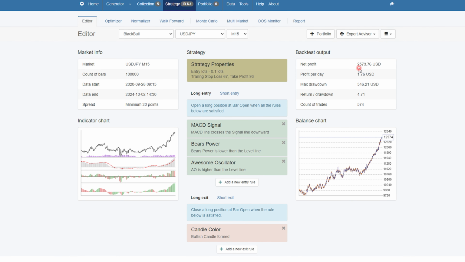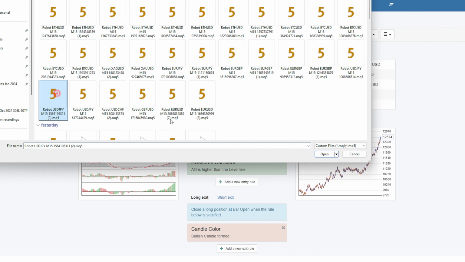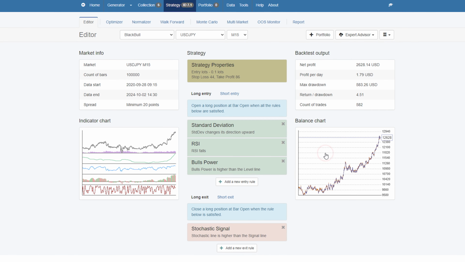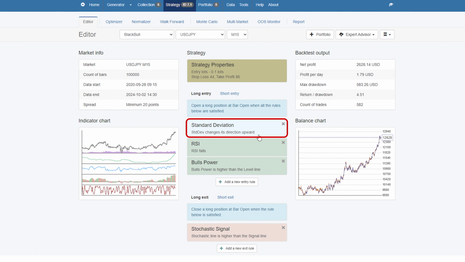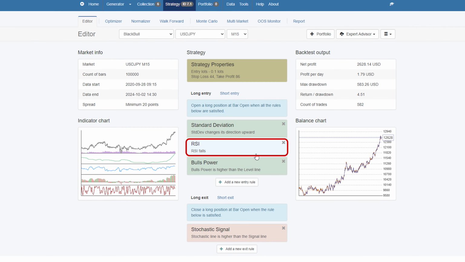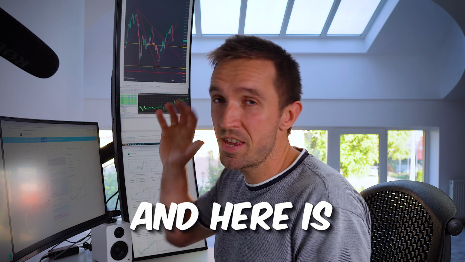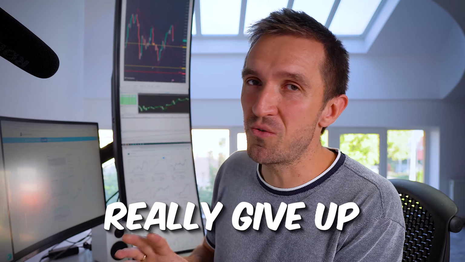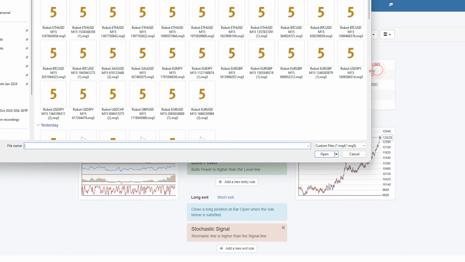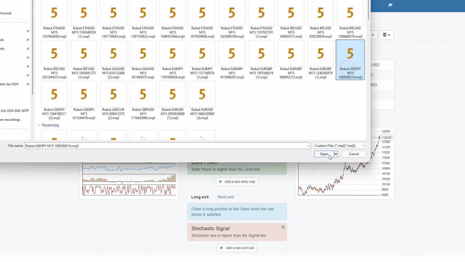Again, I will skip trading the strategy, and I will go for the second dollar yen expert advisor, where we have the standard deviation changes its direction upward. RSI falls, bull's power is higher than the level line. And here is where you shouldn't really give up. I'll go for the next strategy, hoping that I will like more the entry indicators.